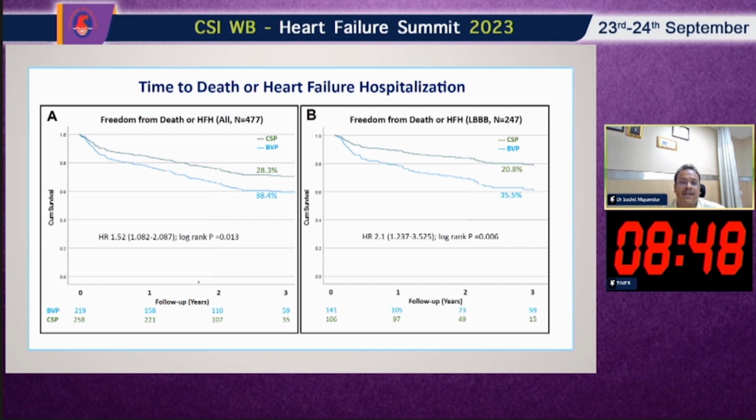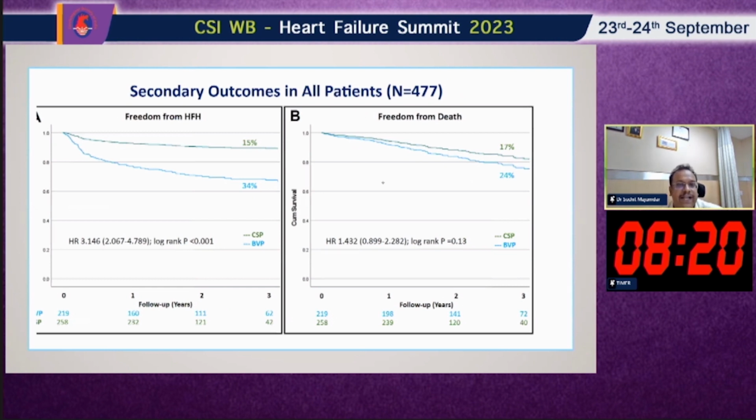So the primary outcome, if you see, freedom from death or heart failure hospitalization was significantly more in the CSP group compared to the biventricular pacing group. And freedom from death or heart failure hospitalization was significantly more in the CSP group even in the LBBB analysis. So there was significant improvement in the CSP compared to biventricular pacing. Next slide.